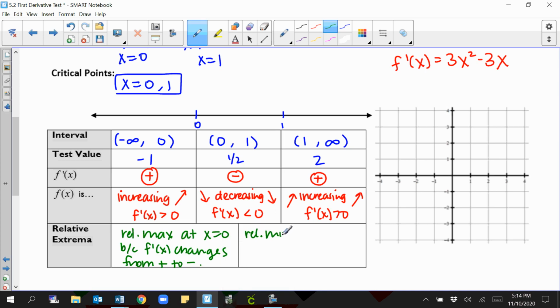And over here, I can say that I have a minimum, so I'm going to say a relative min at x equals 1 because f prime of x changes from negative to positive.